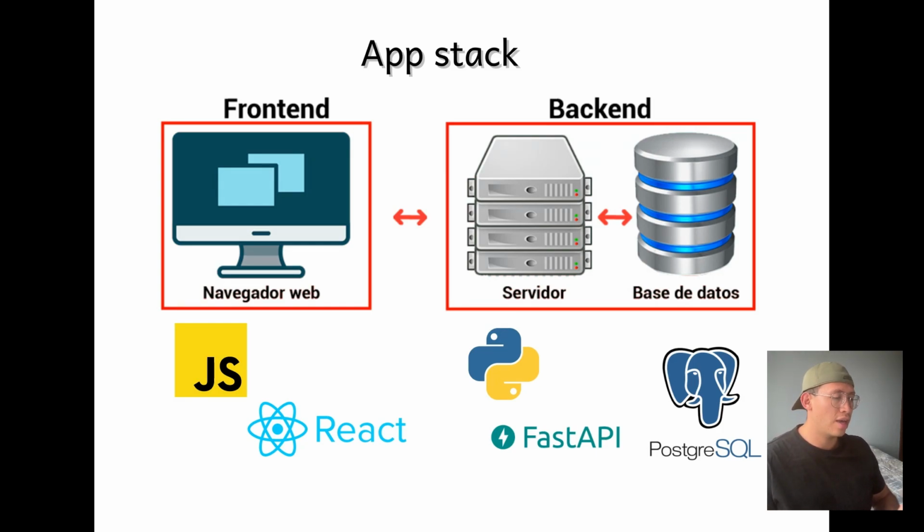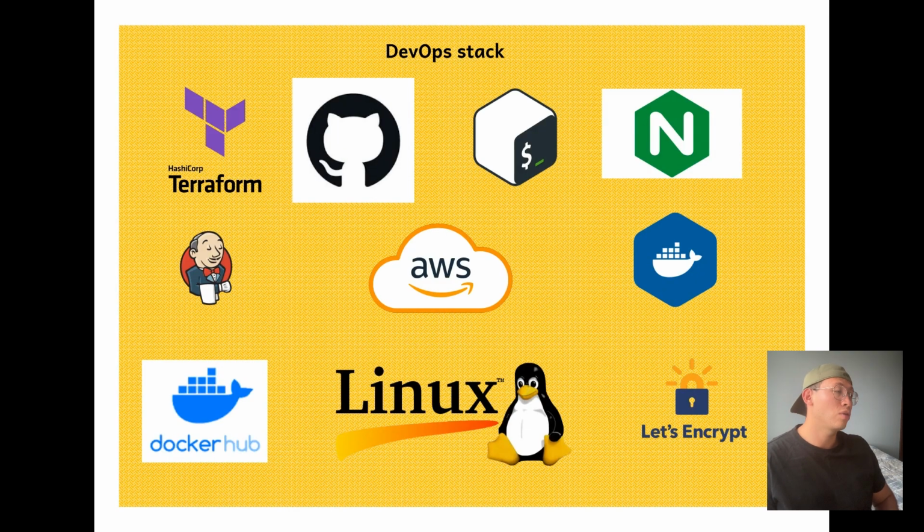On the front end, we got JavaScript and React, and on the backend we got FastAPI, the framework with Python, and the database is just Postgres. And that's it on the development part. So now let's go to the DevOps stack.